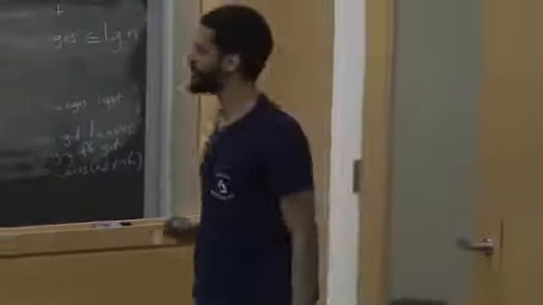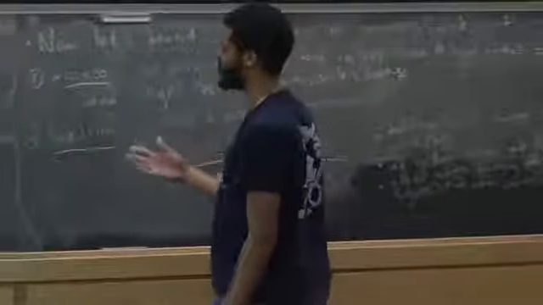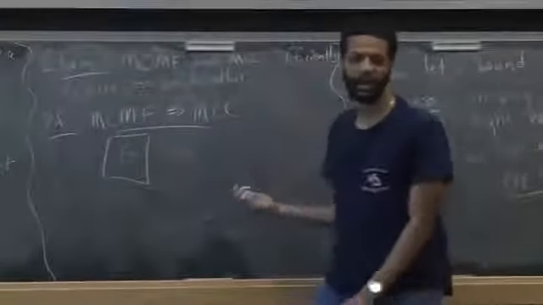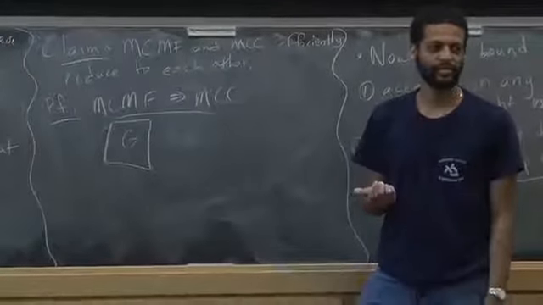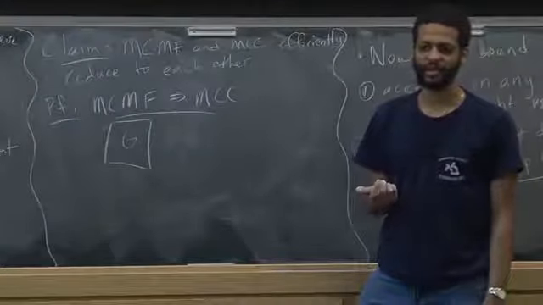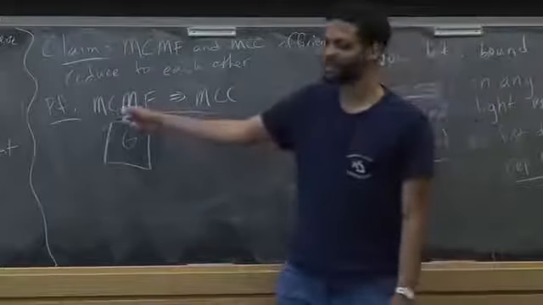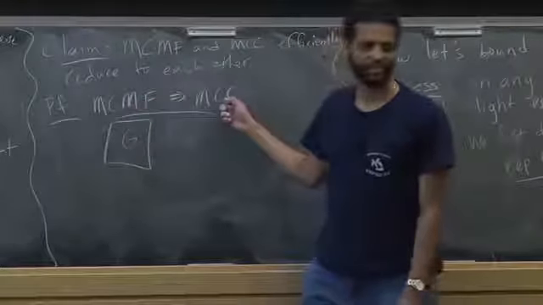That's right. So okay, if you could solve min cost max flow, how would you solve min cost circulation? How would you call this as a subroutine to solve this?